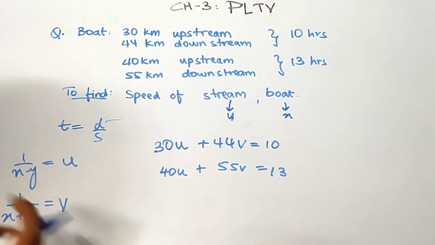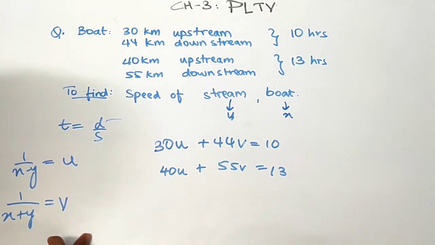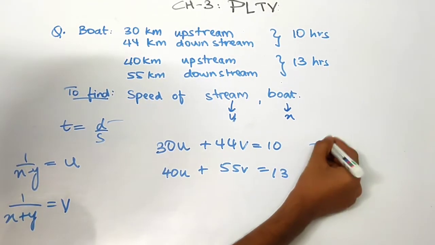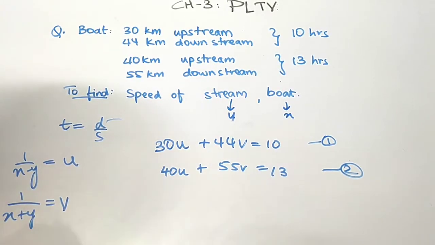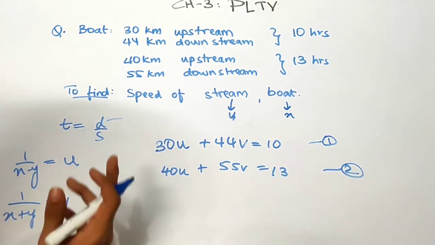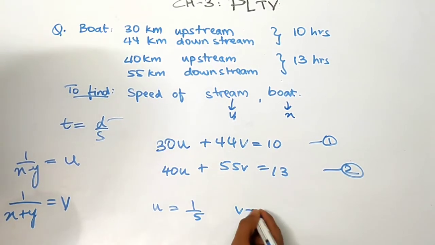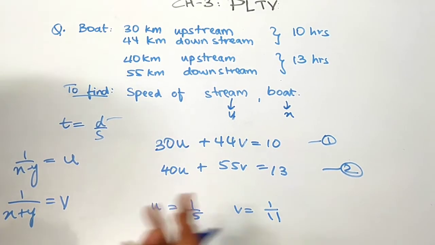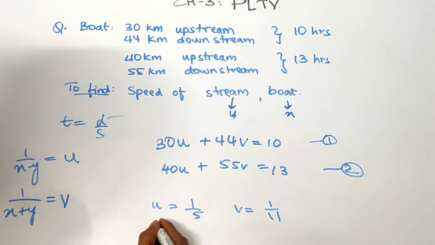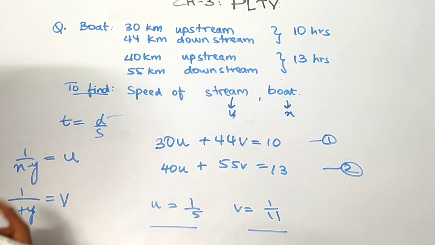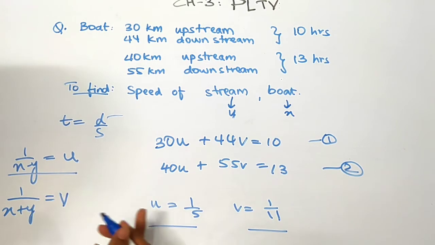Now upon substituting u and v for 1 by x minus y and 1 by x plus y, we get the following equations over here. So this is equation number 1 and this is equation number 2. Now you can use any method to solve this, and when you start solving it and you get the values of u and v, you get u is equal to 1 by 5 and v is equal to 1 by 11. You can try solving it and you will obtain these specific answers. So you will be getting the values u is equal to 1 by 5 and v is equal to 1 by 11. Now what you have to do is substitute for the values over here.